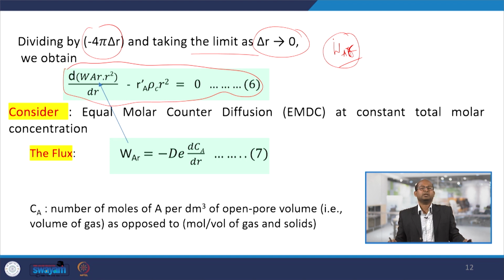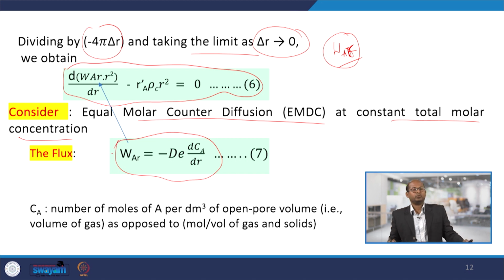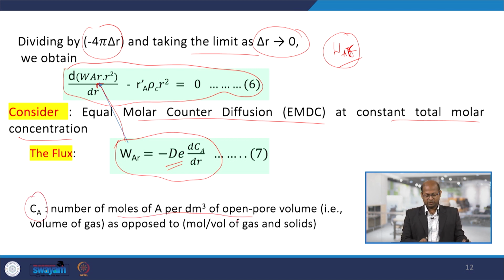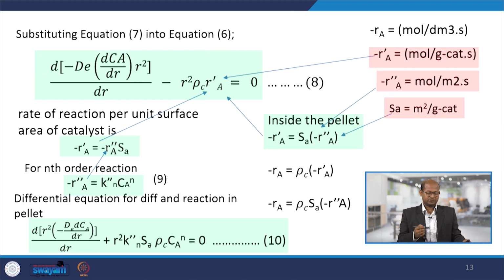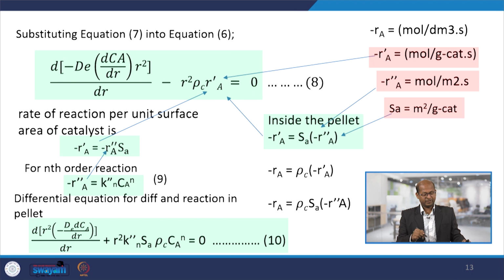So if we consider that the diffusion is equimolar counter diffusion, at constant molar concentration, here the flux we can define this way: W A R equals minus D E, the effective diffusivity, times d C A by d R. If you substitute this flux here and differentiate it, here C A is the number of moles per unit volume in the pores. Okay. So after substitution of this flux in the differential equation and simplifying, the equation would be like this.